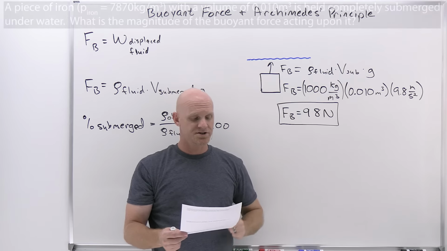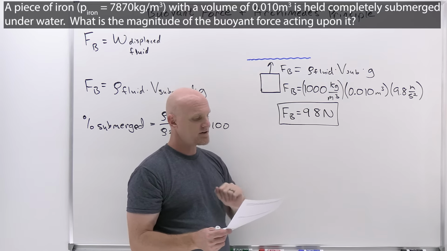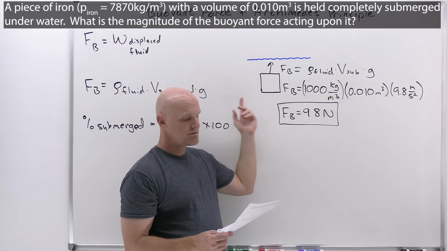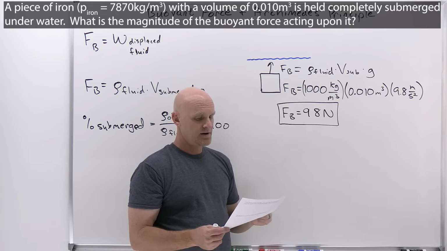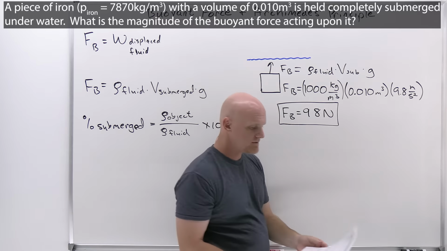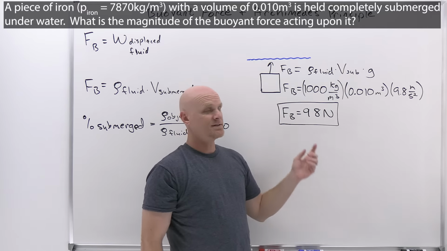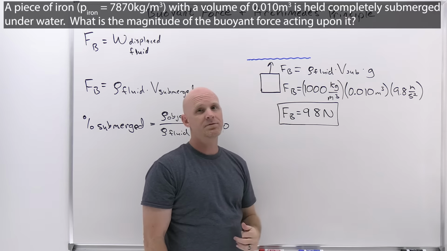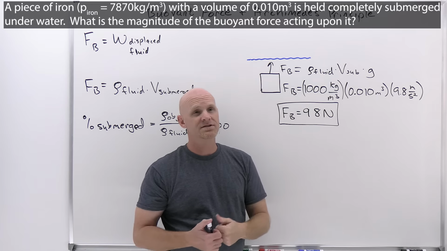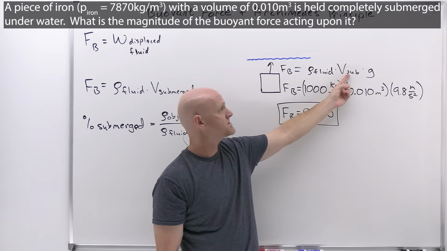All right, second question here. It's going to look really similar, but a piece of iron, and the density of iron is given as 7,870 kilograms per meter cubed, with a volume of 0.010 meters cubed, is held completely submerged underwater. What is the magnitude of the buoyant force acting upon it? And here's the deal. It's still got the same volume as the styrofoam from the previous problem. Now again, iron's way more dense and its weight is way bigger than that of the styrofoam, but they both had the same volume that was completely submerged.